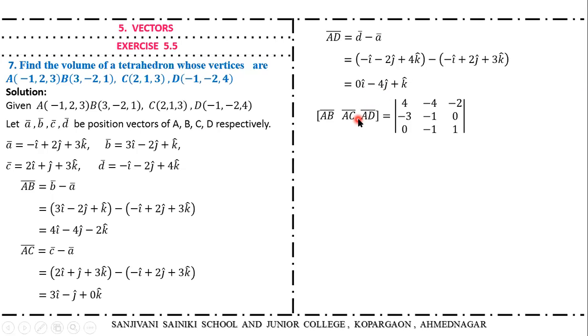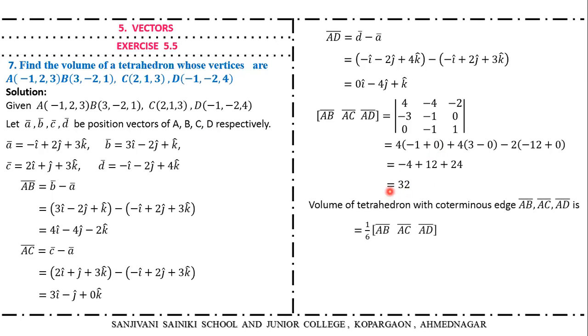So let us find the scalar triple product of AB bar, AC bar, AD bar. It is also called the box product of AB bar, AC bar, AD bar. The first row is the components of the vector AB bar, the second row is the components of the vector AC bar, and the third row is the components of the vector AD bar. Simplify and find the value of this determinant. It comes out to be 32.